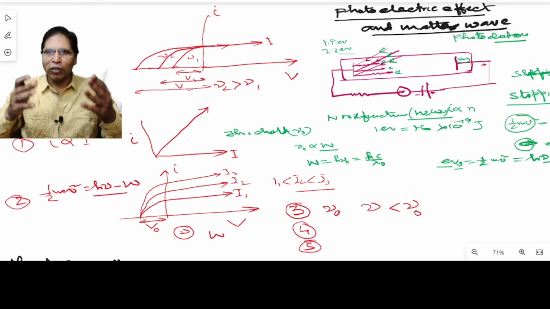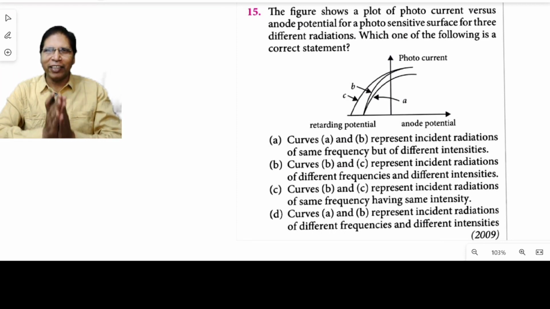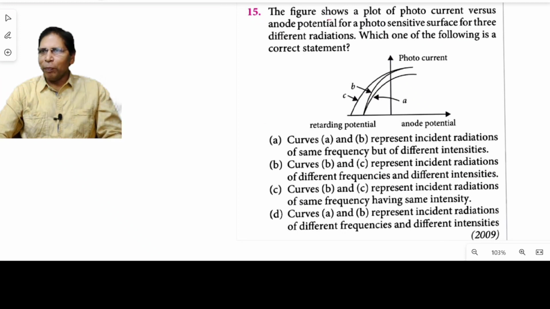Now some important numericals relating to these properties. This is a very simple question and it can be answered with the properties of the photoelectric effect. The figure shows the plot of photocurrent versus anode potential for a photosensitive surface for three different radiations. Which one of the following is the correct statement?